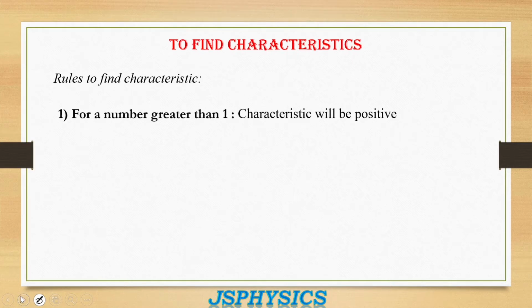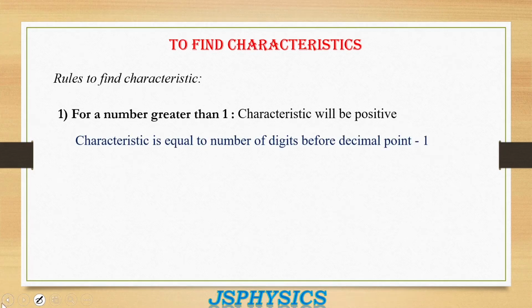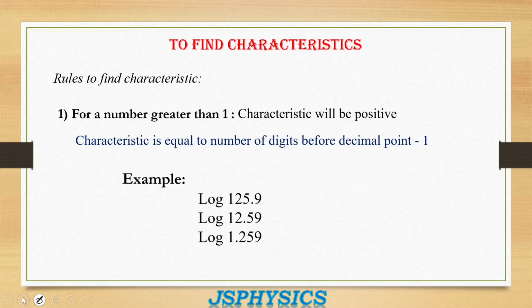Now the very first rule is if the number is greater than 1, like 2, 4, 5, 6, 56 and so on. If any number is greater than 1, then characteristic will be positive. The rule is the characteristic will be equal to the number of digits before decimal point minus 1. Very simple. So let us take one example. Let us find the log of these numbers. For finding the log of these numbers, we have to find the characteristic and mantissa. So first we'll see how to find the characteristic.